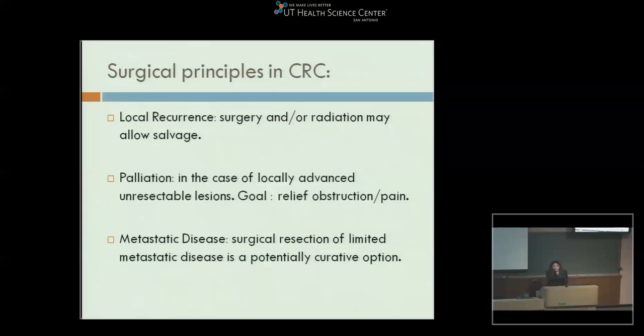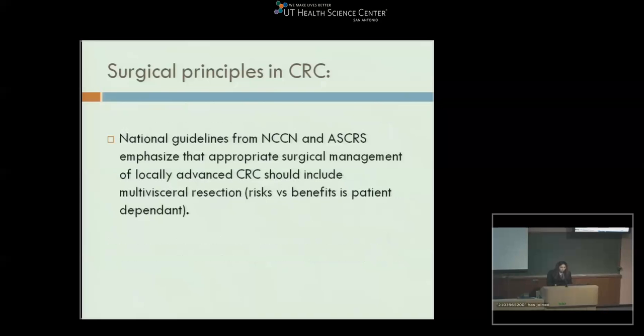In the case of metastatic disease, surgical resection of limited metastatic disease can actually offer a potential cure for the patient. Per the national guidelines from not only the NCCN but also the American Society of Colon and Rectal Surgeons, they emphasize that appropriate surgical management of locally advanced colorectal cancer should include multivisceral resection. Of course, you always have to think of risks versus benefits, which are patient-dependent.